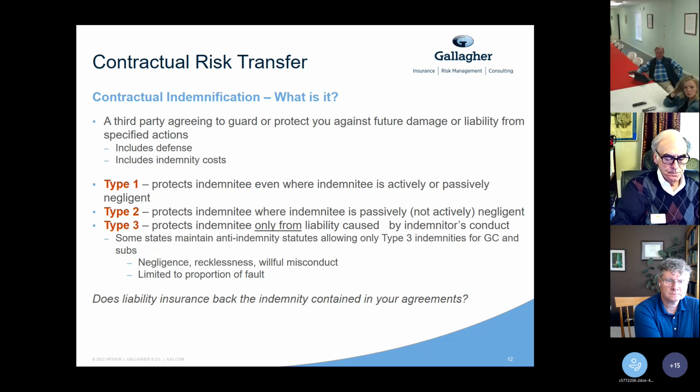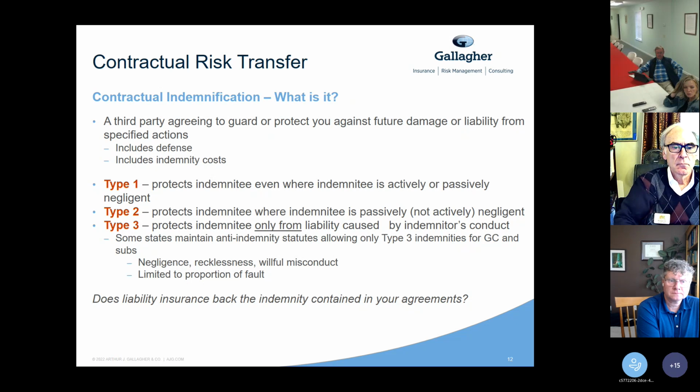Type 2 means that they will cover you if you were passively but not actively negligent. So if you had an omission or if you forgot to do something, that would be something that's passive, versus if you actively did something like string a power cord across the walkway and cause someone to trip and fall, that would be actively negligent.